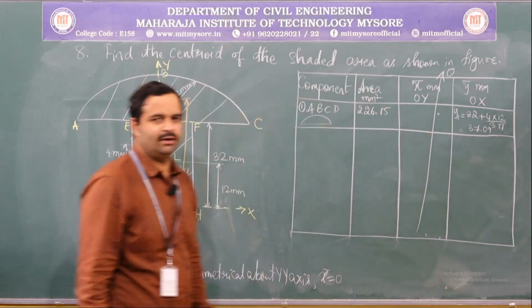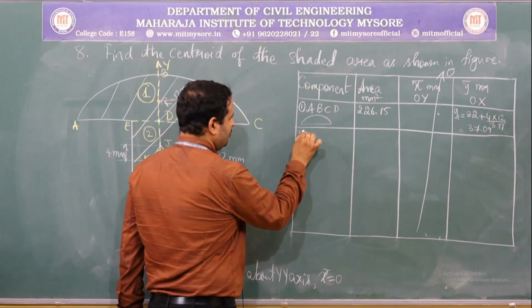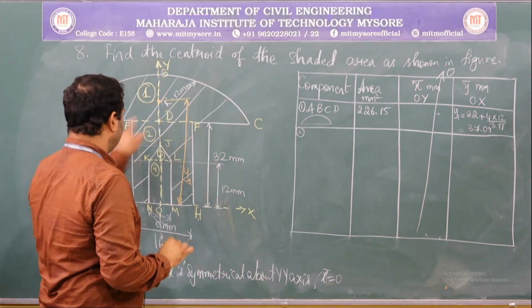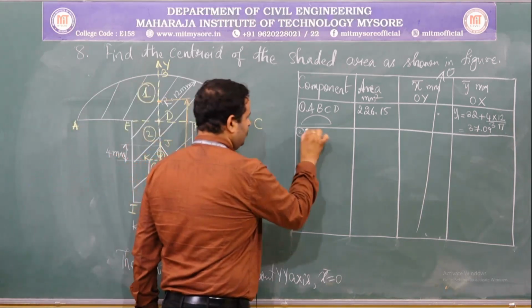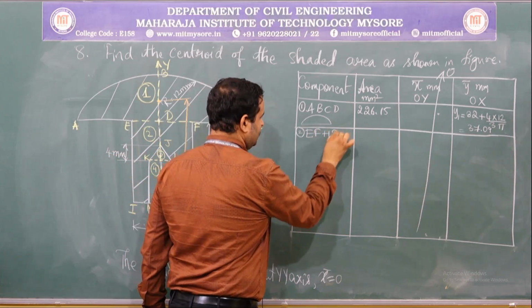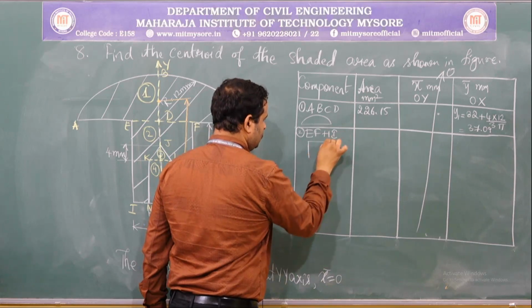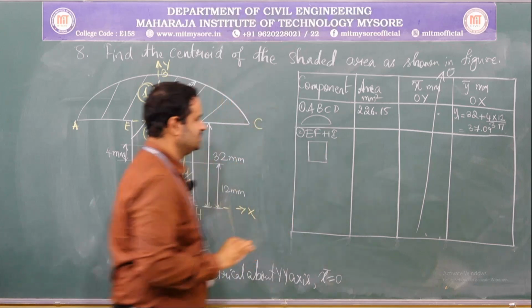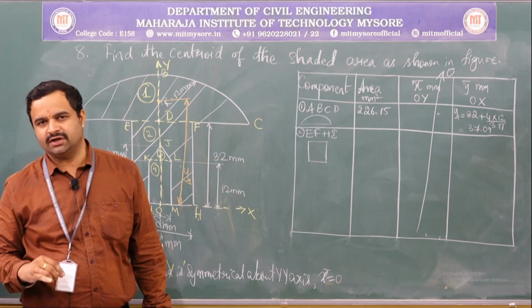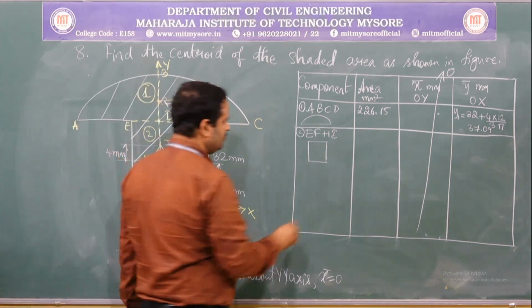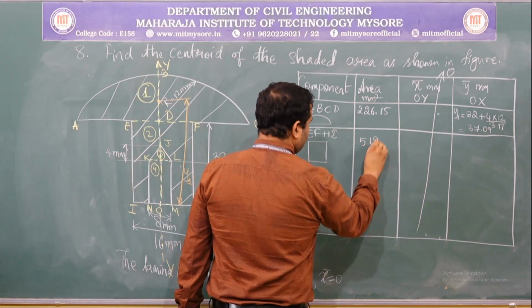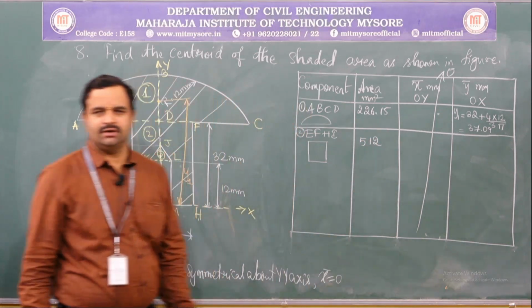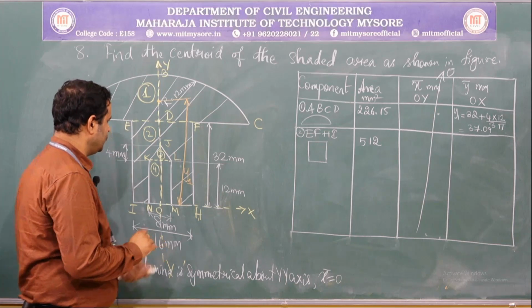So, this is the value of y1. Second component is the rectangle EFHI. So, this is the rectangular component. 16 into 32 is 512 mm square. There is no x component, and let us try to locate its y component.